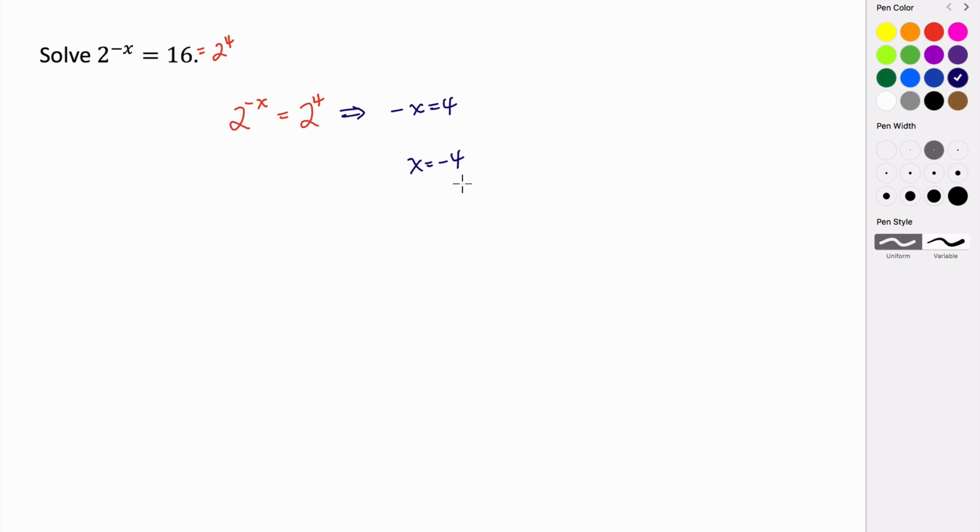And again, you can always check your work by plugging it back in. So we have 2 to the -4. Is that 16? Well, when you subtract a negative, you get a positive, so that's 2 to the fourth. And 2 to the fourth is, in fact, 16. So this works.